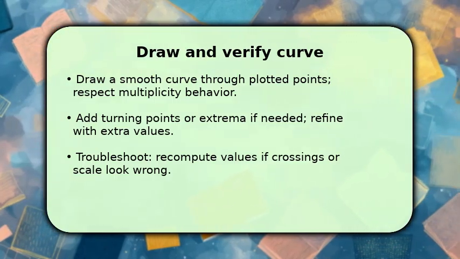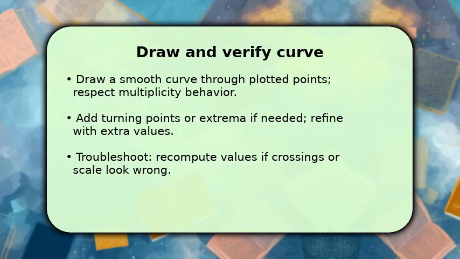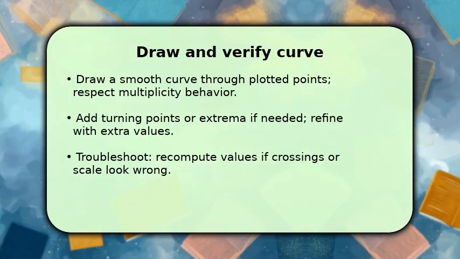Finally, verify scale and key values. If something looks off, recompute the polynomial at 1 or 2 x values to confirm. If results differ, adjust the scale.